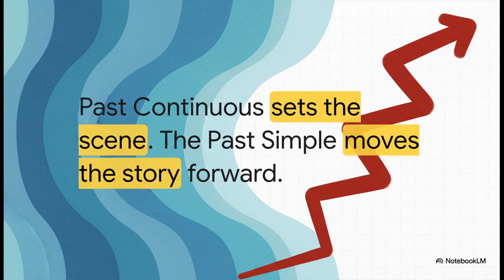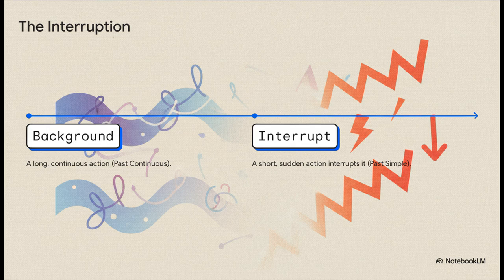Think of it like the background music in a movie. It tells you what was already going on. But the past simple, that's the main event. It's the action that suddenly happens and moves the story along. This timeline right here shows it perfectly. See that long, continuous line? That's your background action. That's our past continuous just chugging along. And then, bam, that short, sudden action that cuts right into it, you guessed it, that's the past simple.